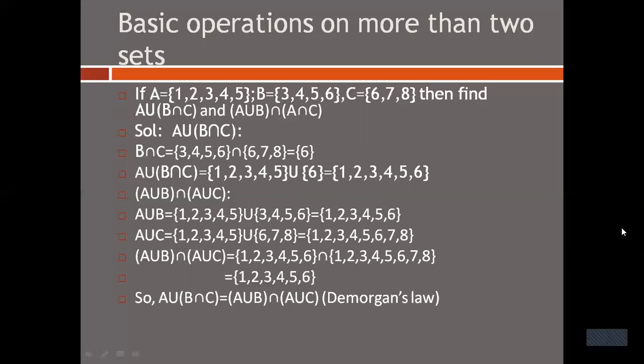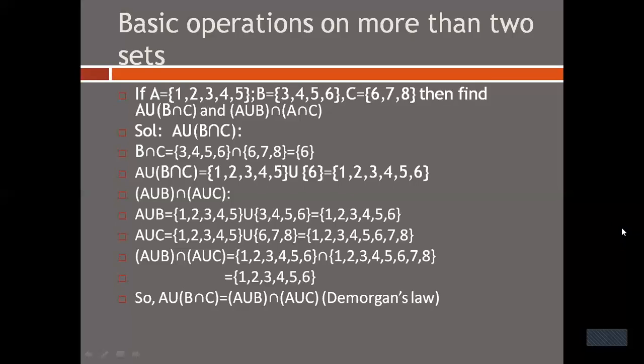Now the RHS part. What is the RHS part? (A union B) intersection (A union C). First take A union B. A set consists of 1, 2, 3, 4, 5. B set is 3, 4, 5, 6. The union of both the sets is 1, 2, 3, 4, 5, 6.